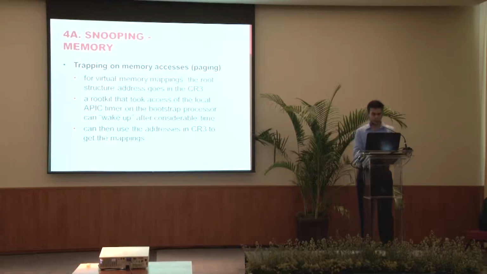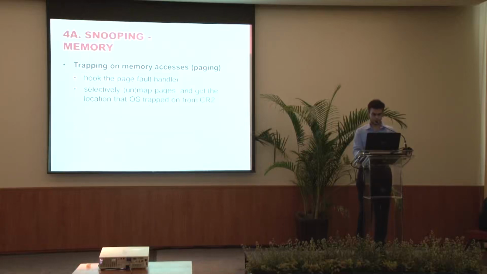The virtual memory mappings are described by a structure, and the root address of the structure goes in the CR3 register. The CR3 register is easily readable. You can read the address and find out the virtual memory mappings. Thus, a rootkit that took control of the local APIC timer on the bootstrap processor can wake up after considerable time, after initialization has happened and paging has been initialized, and then you can use the address in CR3 to get the mappings. You can then significantly change the mappings, and furthermore, if you don't want the OS to notice, you can have them in the TLB, change them back, and no one will notice.